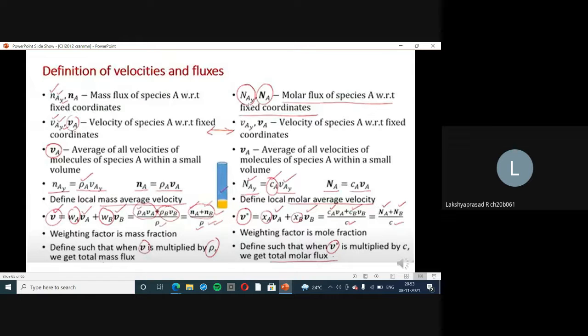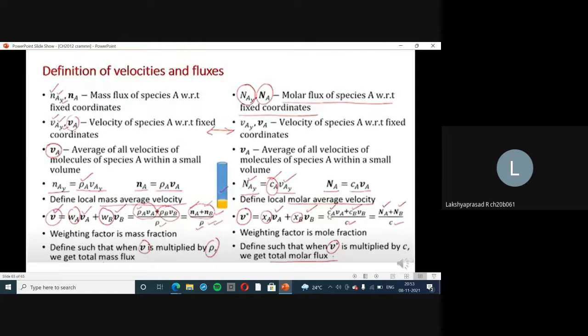Okay. Now similarly for molar flux, we can denote the capital N as the molar flux of species A with respect to fixed coordinates, and then the velocity of species A with respect to fixed coordinates is the same. Now the molar flux of species A is equal to the molar concentration of species A multiplied by its velocity. So here it was rho A into v, here it is C into v. Now we'll define the molar average velocity given by v star. v star is equal to xA vA plus xB vB. So your weighing factor, you can see, is the mole fraction.